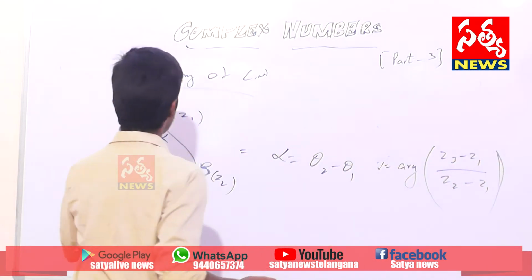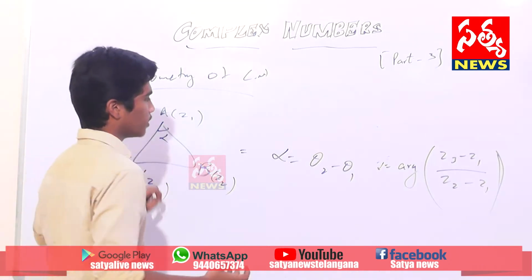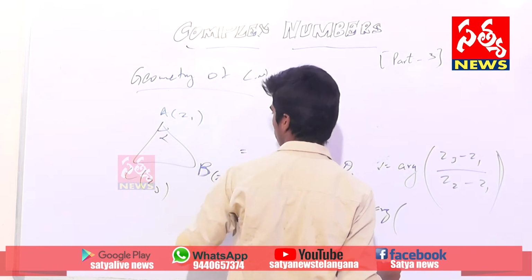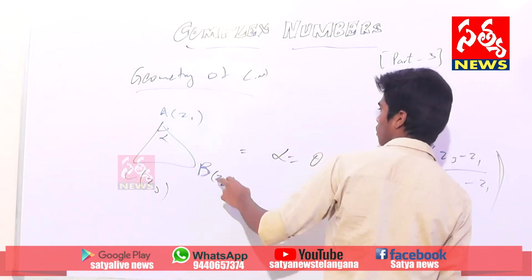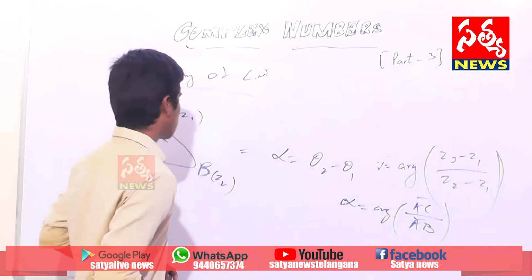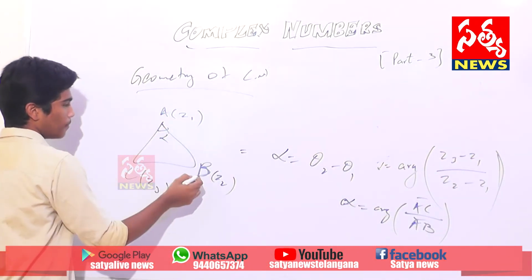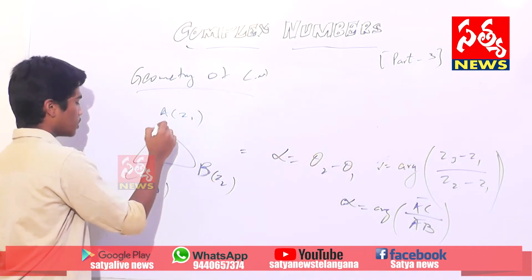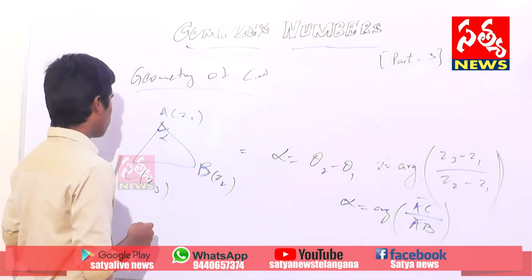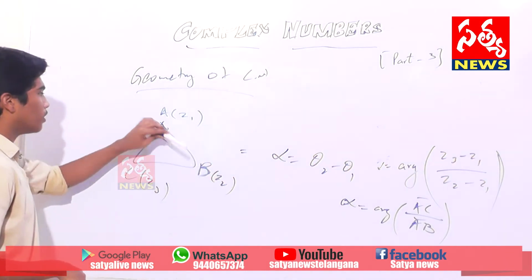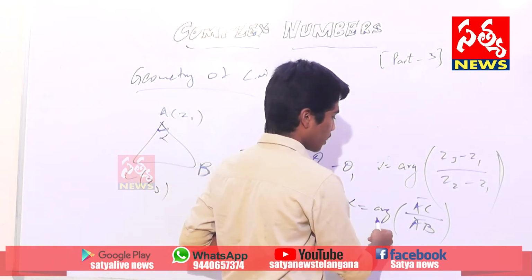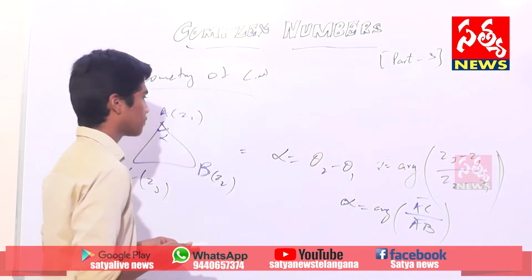which is nothing but (z3 minus z1) by (z2 minus z1), meaning alpha is equal to argument of AC by AB. So AC and AB are the lines which make the angle alpha. By the intersection of AC and AB, alpha is formed. So alpha can also be written as argument of AC by AB.